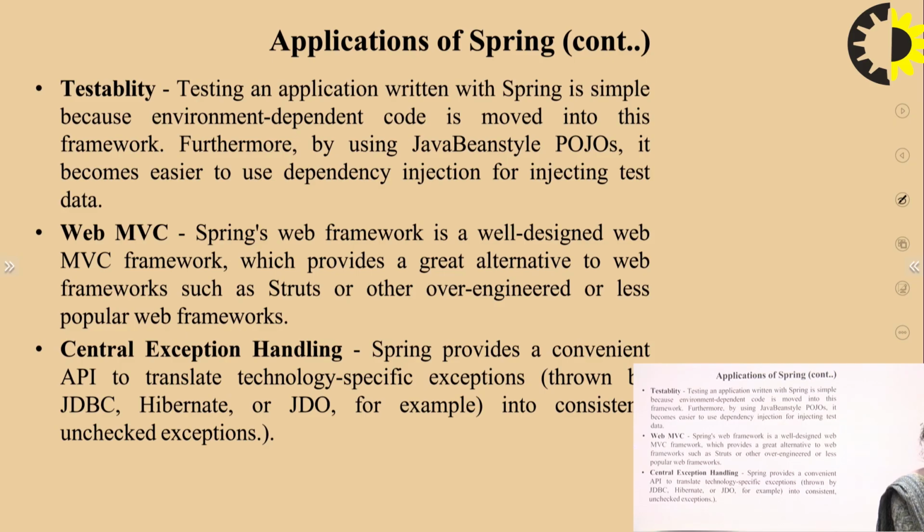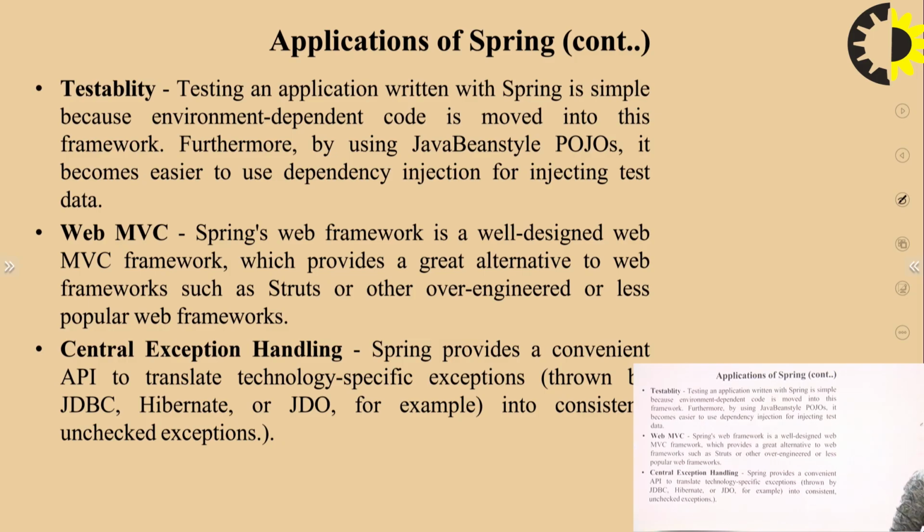Testability means testing an application written with Spring is simple because environment-dependent code is moved into the framework. Furthermore, by using JavaBeans-style POJOs, it becomes easier to use dependency injection for injecting test data. Web MVC means the Spring framework is a well-designed web MVC framework, which provides a great alternative to web frameworks such as Struts or other over-engineered or less popular web frameworks.